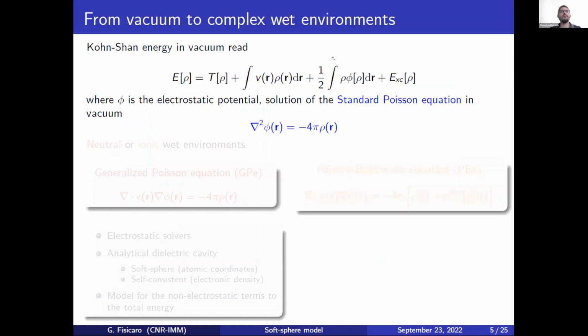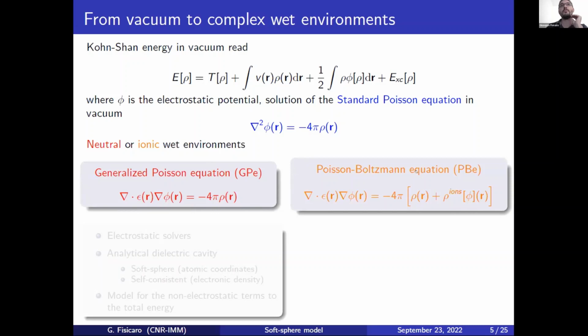So when we try to solve a problem in vacuum, this is the total energy of our system. It is composed of the kinetic energy, the interaction with an external potential, and then we also have the electrostatic energy here. So essentially what we do, we solve the standard Poisson equation, which is this one. In this case, we assume we solve the problem in vacuum. But if we have a wet environment described by the implicit approach, if the solvent is neutral, then we need to solve the generalized Poisson equation. Otherwise, the Poisson-Boltzmann one.